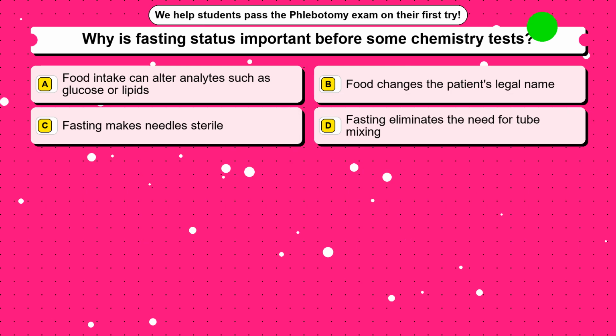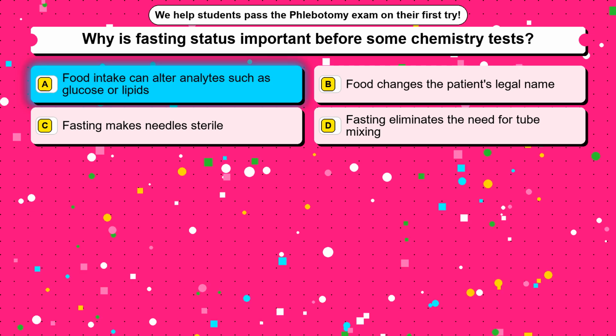Question 77. Why is fasting status important before some chemistry tests? Option A. Food intake can alter analytes such as glucose or lipids. Option B. Food changes the patient's legal name. Option C. Fasting makes needles sterile. Option D. Fasting eliminates the need for tube mixing.